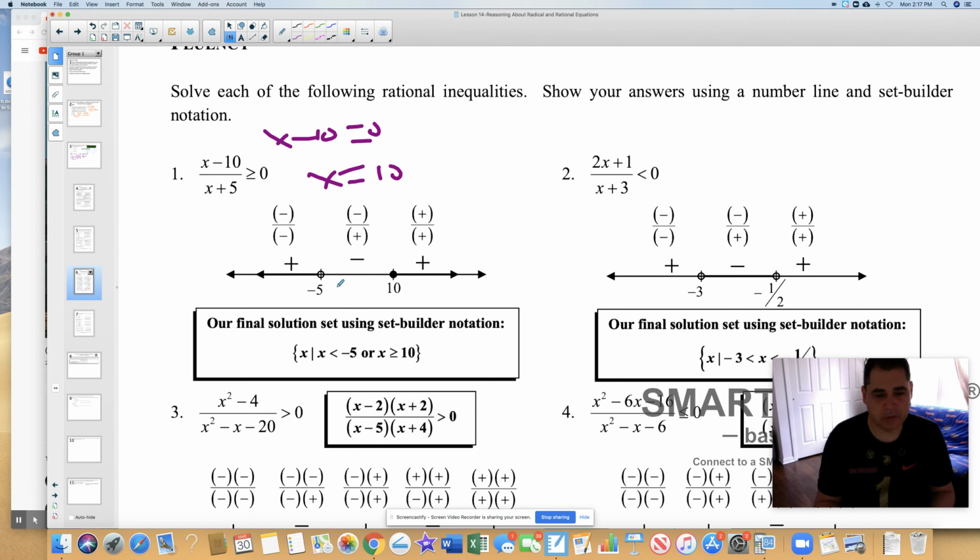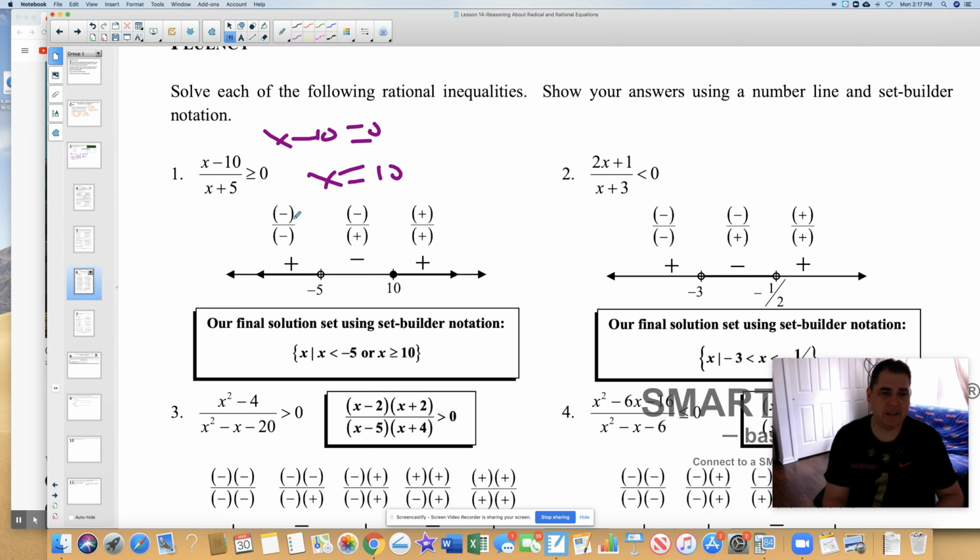Sometimes there's 3 roots. But whenever it's in the denominator, it's always an open circle. Now the top part could be included, it could not be included, depending on the inequality symbol. In this case, it's greater than or equal to. Now what you do is you pick a test point. Test point, say -8. You put -8 in.